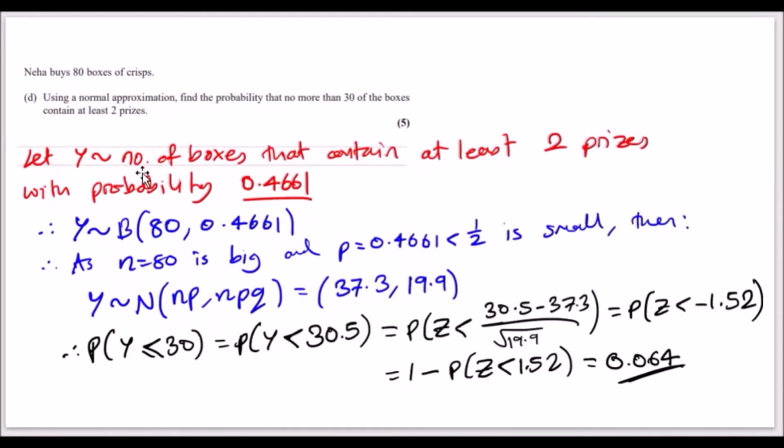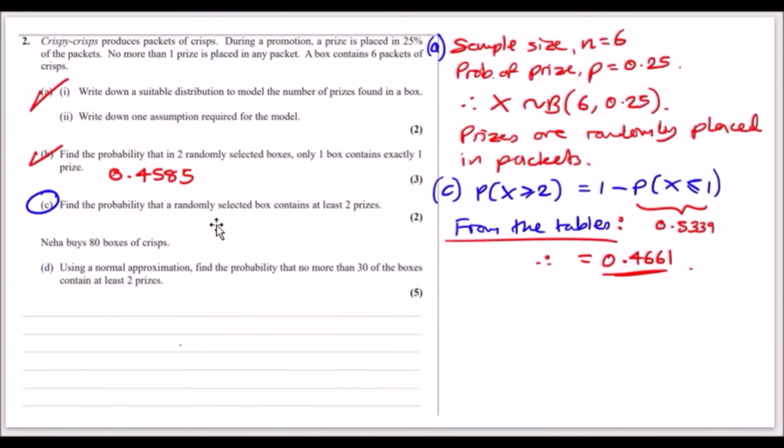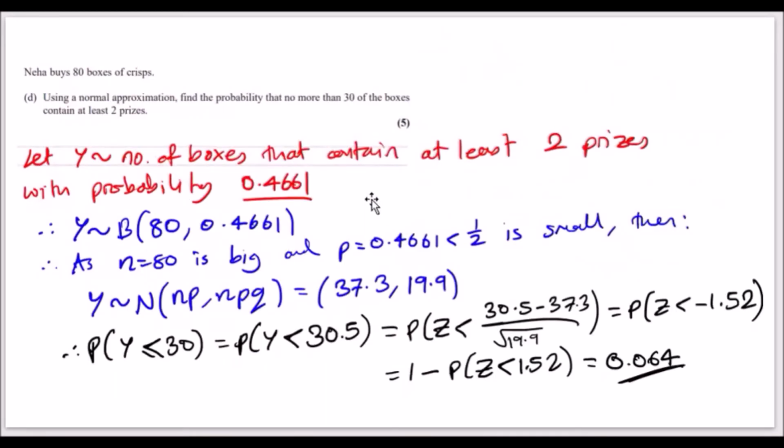So I said let y be the number of boxes that contain at least 2 prizes, with probability 0.4661. Again, this is from part C. This is what we evaluated, that they contain at least 2 prizes. Now going back to this, we can say let y be a binomial distribution with 80 boxes, and the probability that a box contains at least 2 prizes is 0.4661. So that's okay. Now how to normal approximate?